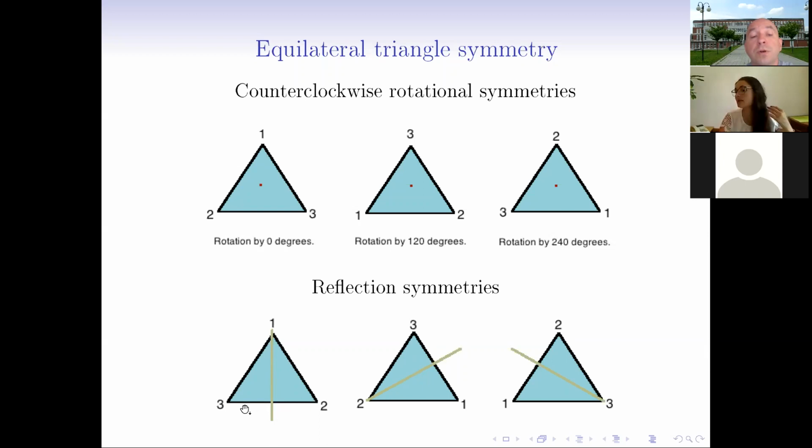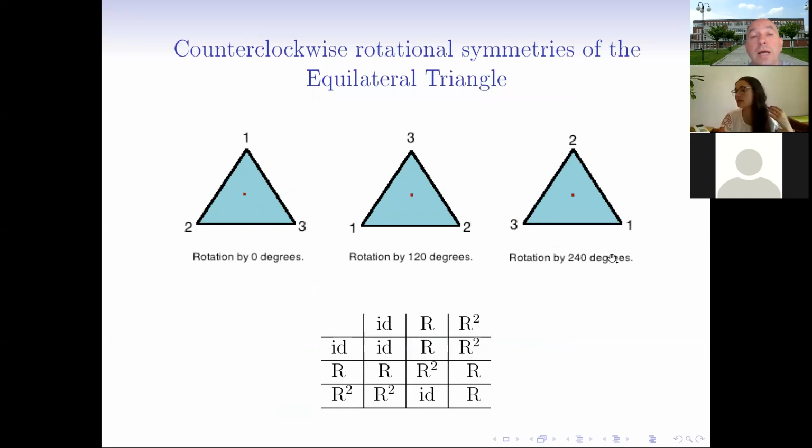The axis is perpendicular, orthogonal to the opposite edge. So for instance, the first axis goes from 1 perpendicular to 2, 3, the second from 2 perpendicular to 1, 3, and the third one from 3 orthogonal to 1, 2. So the counterclockwise rotational symmetries give us an abelian group.